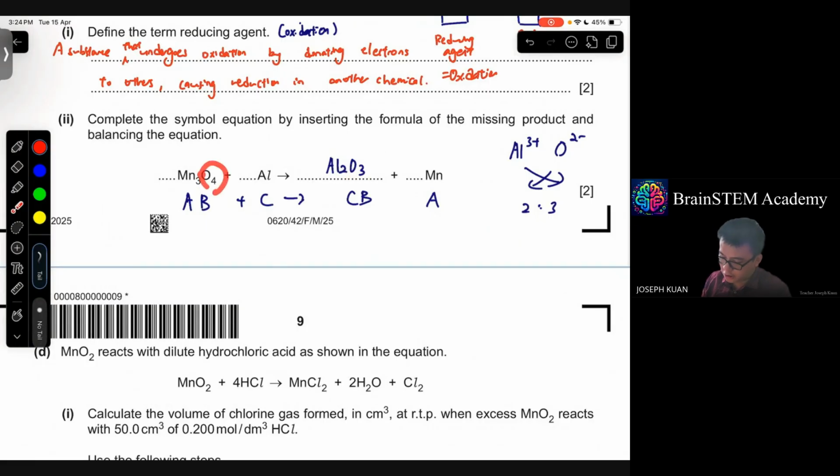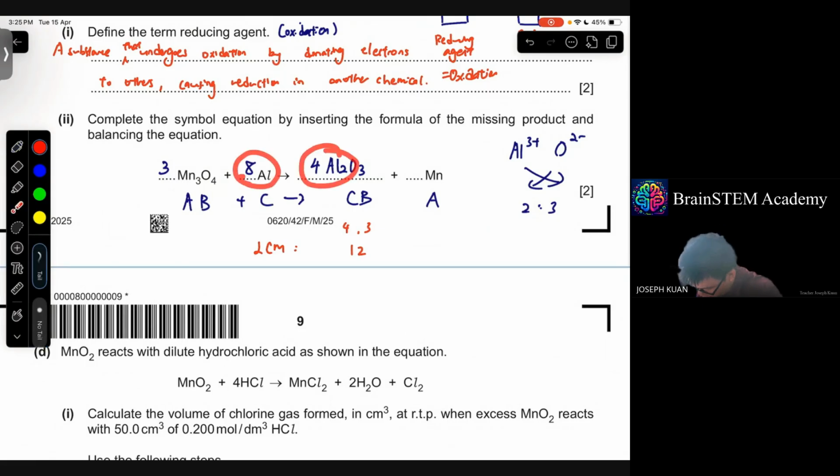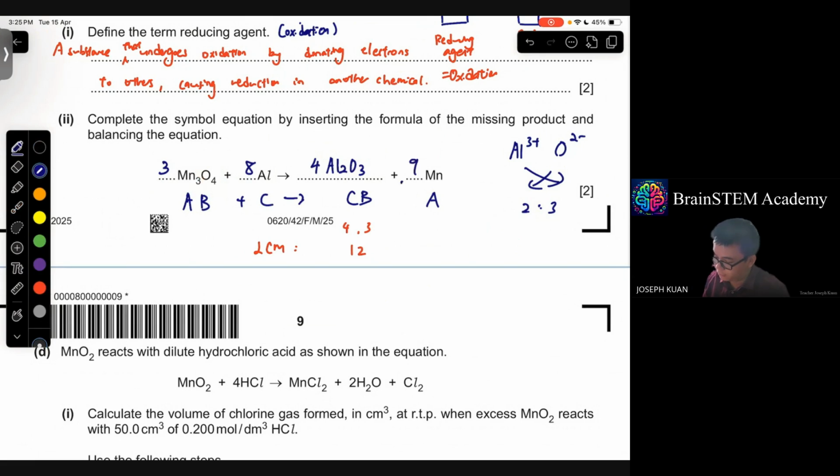Now, usually some equations will involve least common multiples. So this one is a popular example of it. We think of the least common multiple of the oxygen numbers 4 and 3. The 4 and the 3 have a least common multiple of 12. So to make 12, I need 3 sets of 4, and then I need 4 sets of 3. That will make 8 aluminium required for this reaction, and then 9 manganese formed from this reaction. And that's basically it.